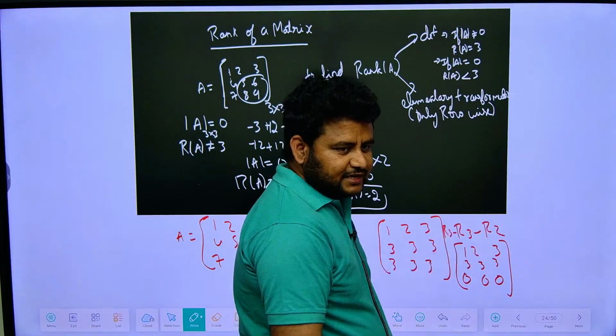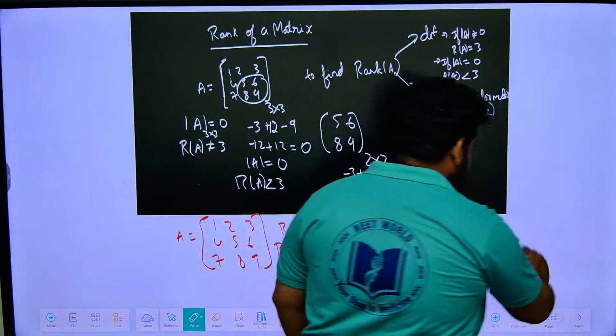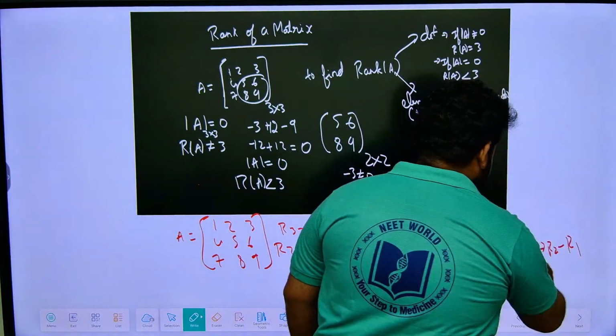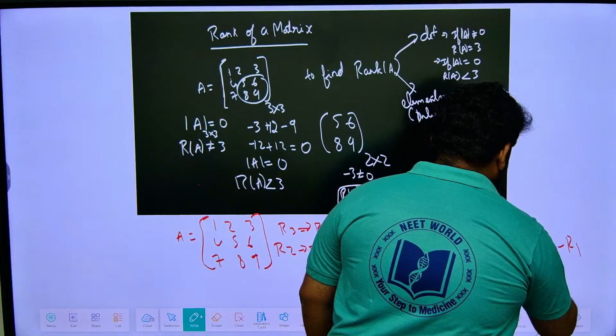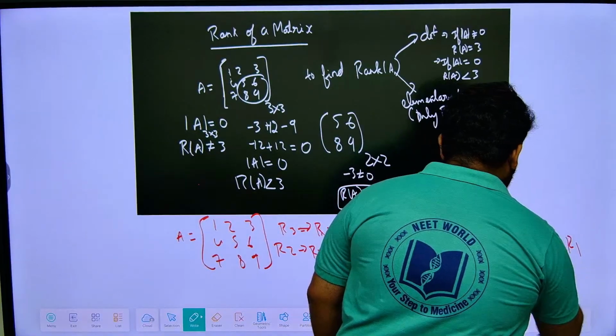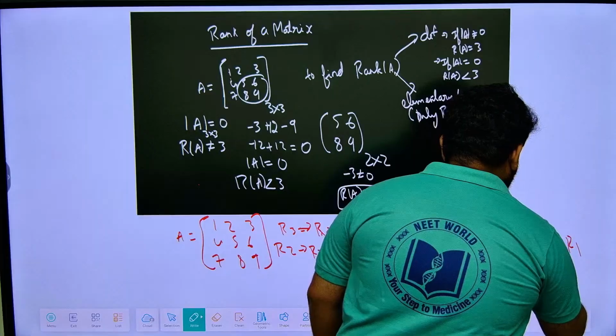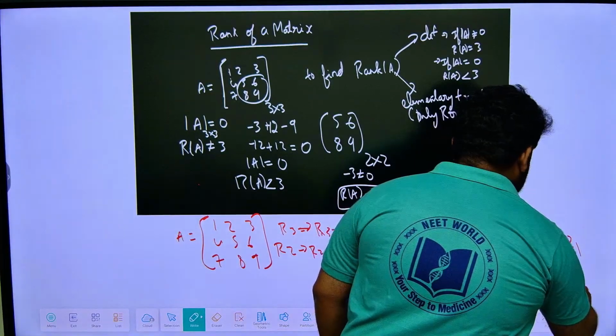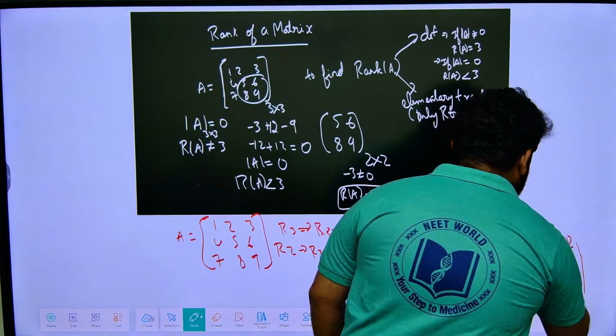Okay, now further what should I do? R2 minus R1, can I do? R2 is equal to R2 minus R1. Okay, what I'll get? 1, 2, 3, this will be 2, this will be 1, and this will be 0. Okay, this will be 0, 0, 0.